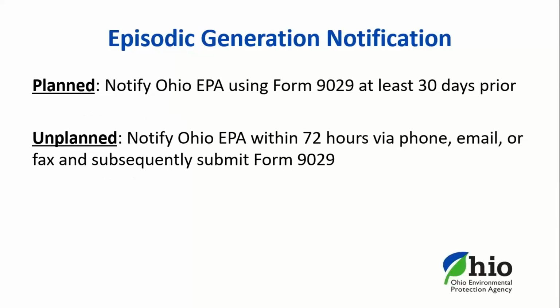When you're preparing for your episodic event, you want to keep in mind that you need to notify the Ohio EPA at least 30 days prior by submitting Form 9029, which is also referred to as the RCRA Site ID form. This is the form that you submit to notify of your generator category as well. For unplanned events, you need to notify Ohio EPA within 72 hours by phone, email, or fax, and also submit Form 9029.